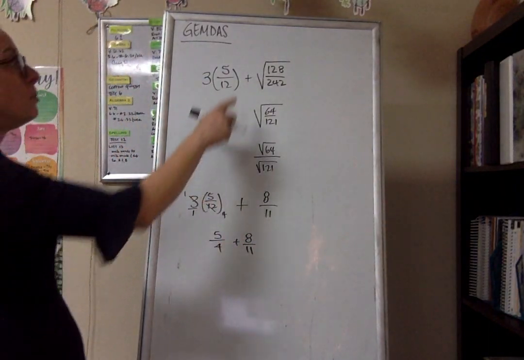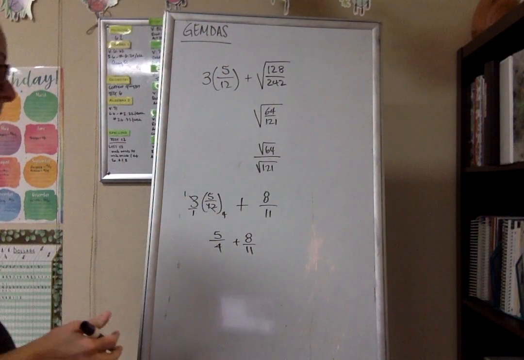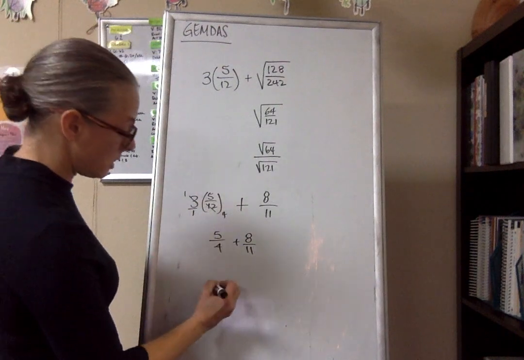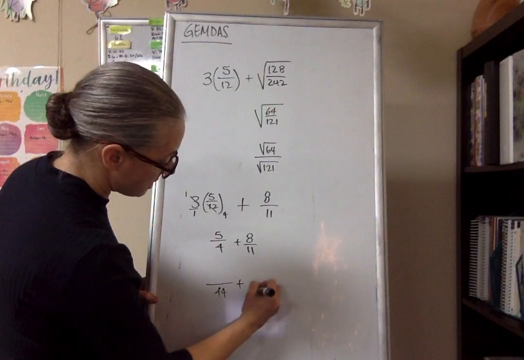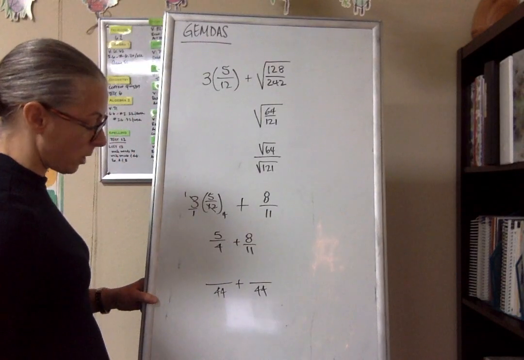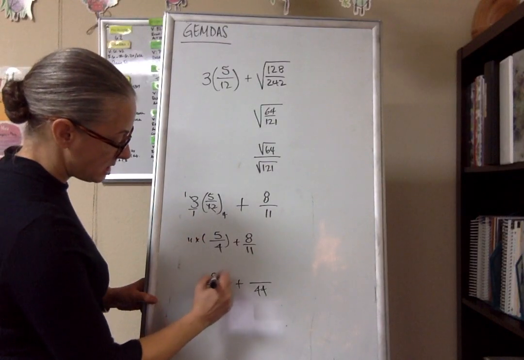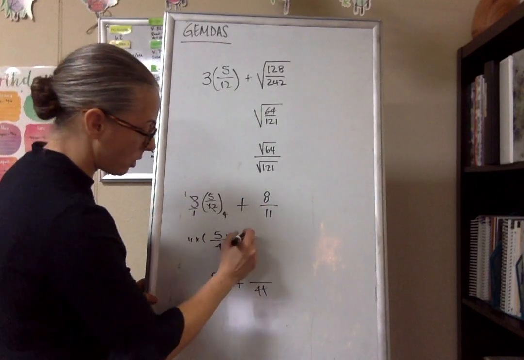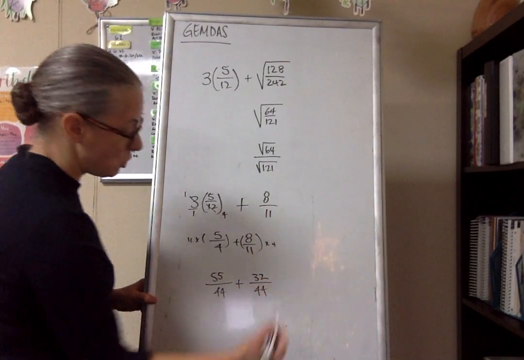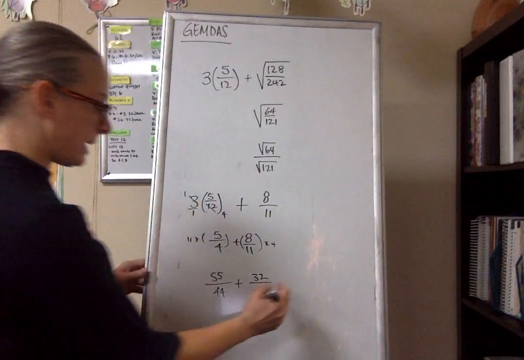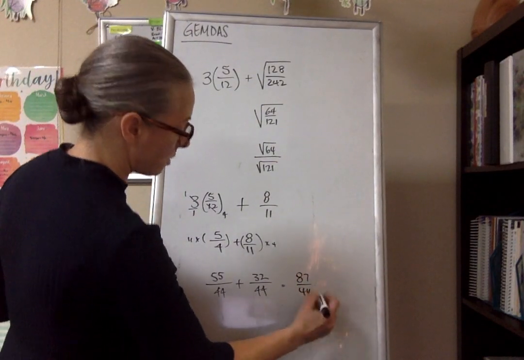Well, now I'm ready to move to addition. But my rules for addition say that I need common denominators, and I don't have those. I'm going to rename these fractions as new fractions with a denominator of 44. I'm going to multiply this fraction times 11 to make 55 over 44, and I'm going to multiply this fraction by 4 to make 32 over 44. And now I can add these together, and I get 87 over 44.